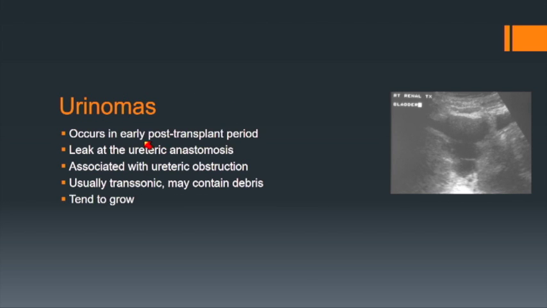Urinomas tend to occur in the early post-transplant period. They are caused, as I mentioned earlier, by a leak at the ureteric anastomosis, and they are associated with ureteric obstruction. They are usually transonic, but may contain debris, and they tend to grow as the urine continues to leak out.